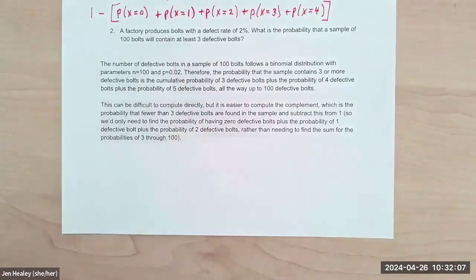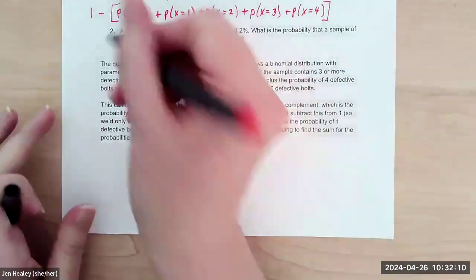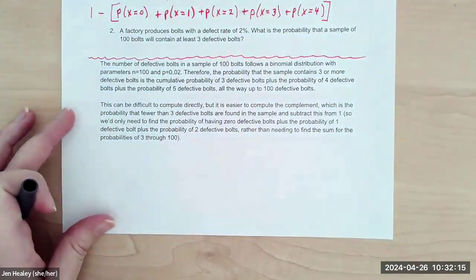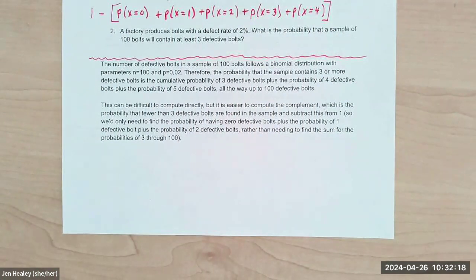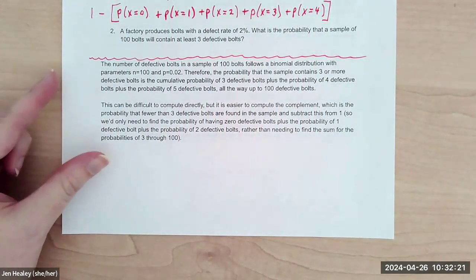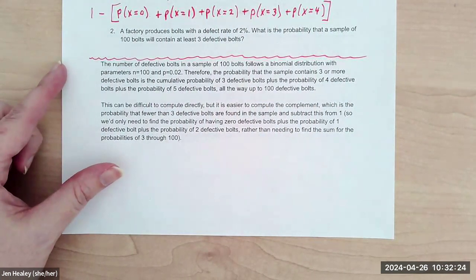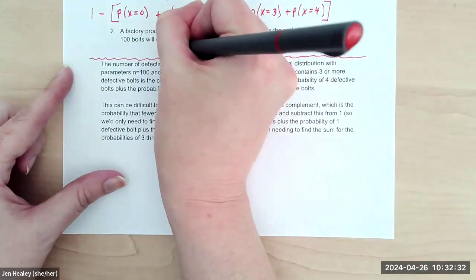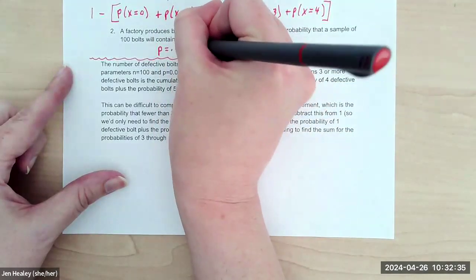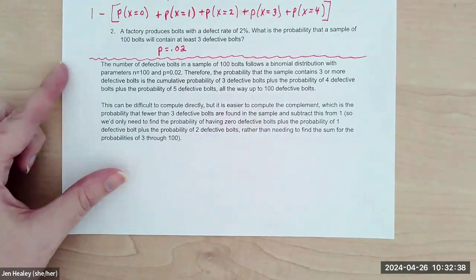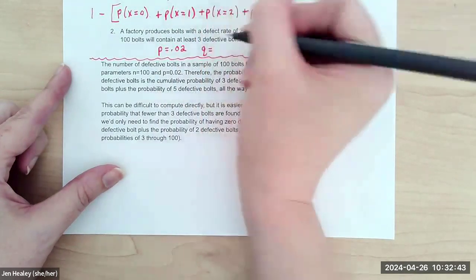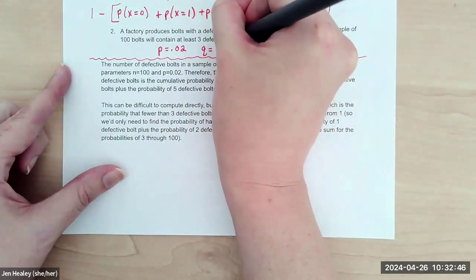A factory produces bolts at a defect rate of 2%. What is the probability that a sample of 100 bolts will contain at least 3 defective bolts? So defective bolts, that's actually a win or a success in this case. So my P here is going to be 0.02. So the probability that my bolt is defective is my success. Q is the probability that my bolt is not defective, which is going to be 0.98.